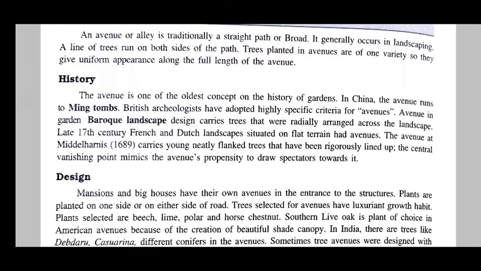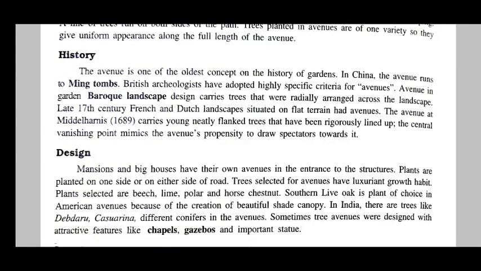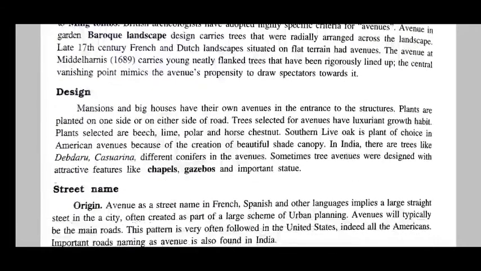They made the landscape, and flanked regions had trees present in the central region, so it is designed wide. Some hornbeams and gables are very important in this avenue. All look exactly the same, and the trees selected for an avenue have luxurious growth habit. Plants selected include beech, lime, poplar, horse chestnuts, and southern live oaks.